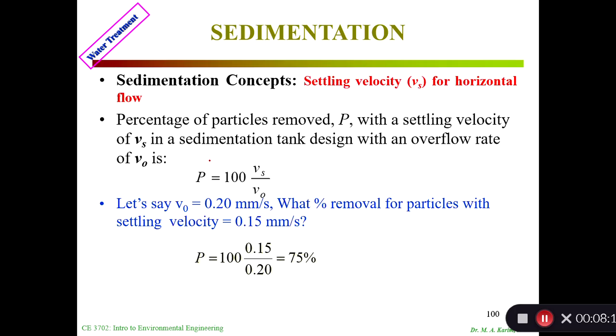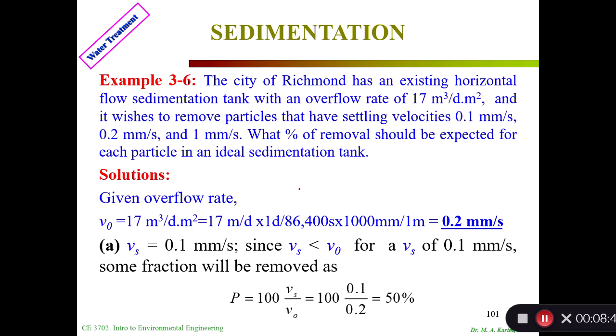So here are some problems for the settling velocity. P, the percent of particles removed, is basically 100 times Vs over V0. Vs is the settling velocity, V0 is the overflow rate, the rate at which the water is coming out of the tank at the top. So if, let's say, V0 equals 0.2 millimeter per second, what percent would be removed if the settling velocity is 0.15 millimeter per second? It would be 75% removal in this case, if I use this equation.